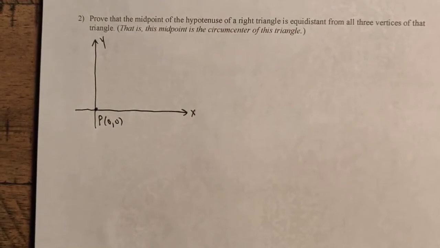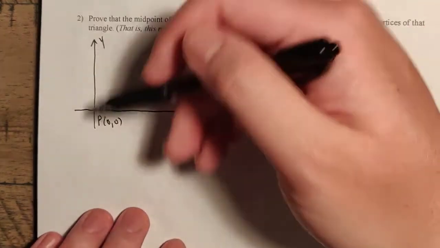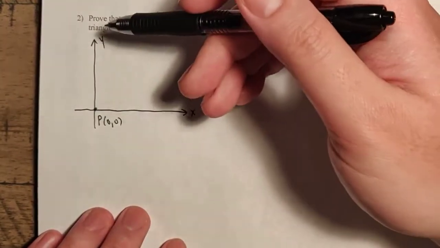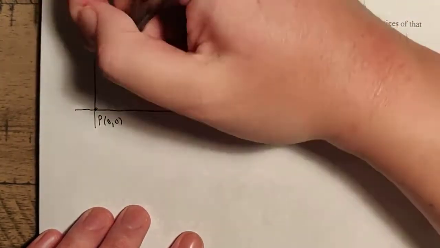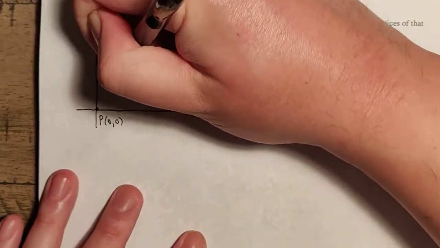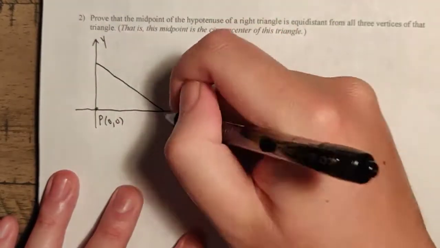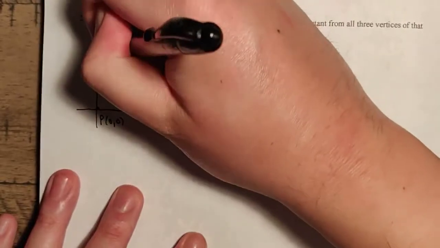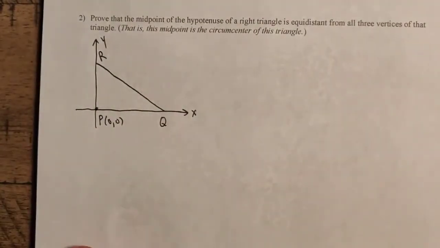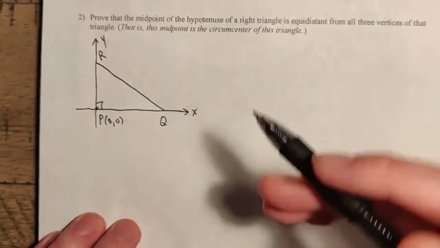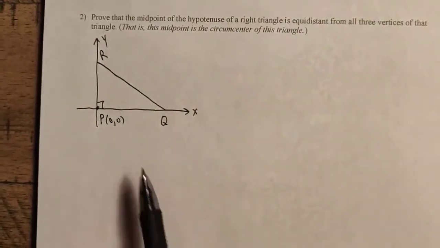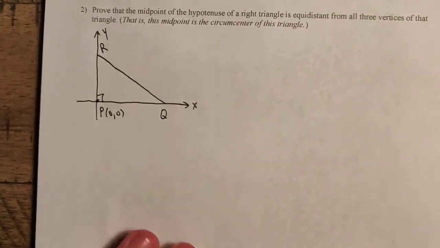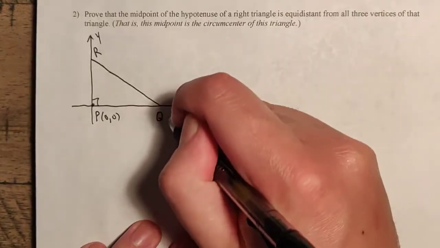Now, in order to maximize the number of zeros, since these axes are already perpendicular, it makes sense for us to put the legs along the axes. So I can create a triangle that looks like this. Okay, here's Q, and here's R. Now, we can't just use one variable here because PQ and PR may have different lengths. So I'm going to use two variables. I'm going to call this length A and this length B.